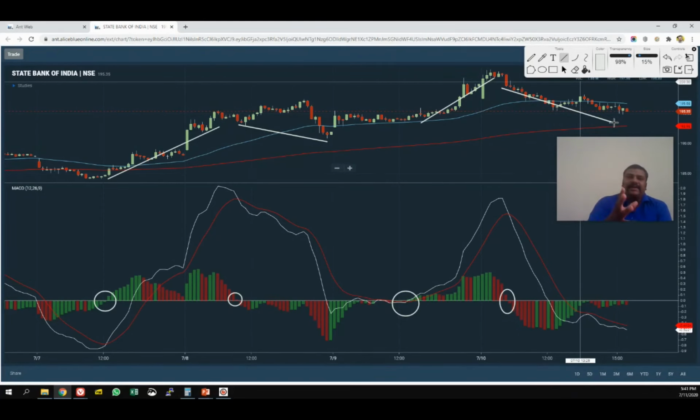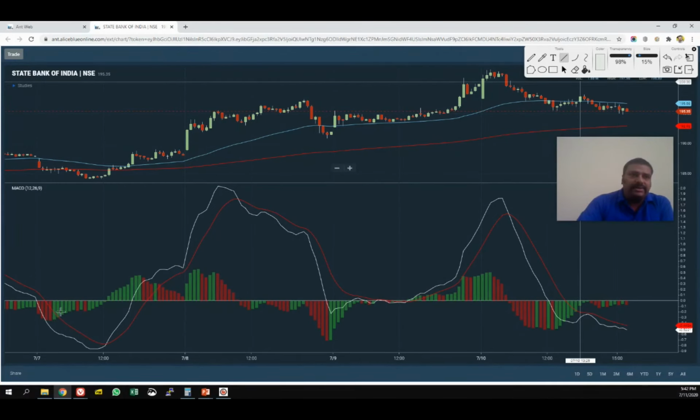So I think you got an idea of how to use the histogram to get buy and sell signals. This is the third way of how you can trade using the histogram. And there are also some more ways which I'm not going to explain. For example, when this changes from red to green and it goes down, we are not going to get into that. So I've given you three different strategies.